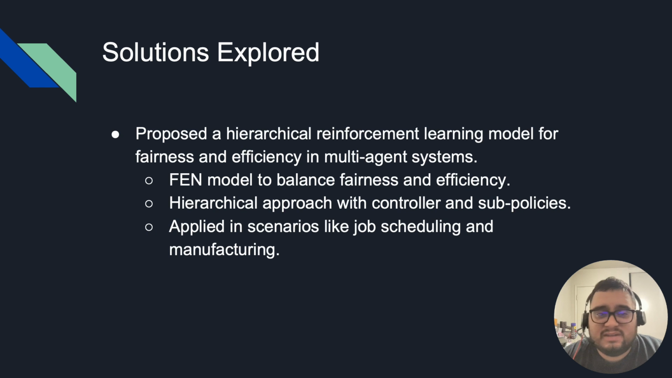To go further into this, in the first piece of literature, the author proposes a hierarchical reinforcement learning model for fairness and efficiency in multi-agent systems. They use something called a FEN model, which balances fairness and efficiency with tasks. This is a hierarchical approach, which has a controller LLM as well as sub-policies that dictate which LLMs go in what order. And this can be applied in scenarios such as job scheduling and manufacturing.